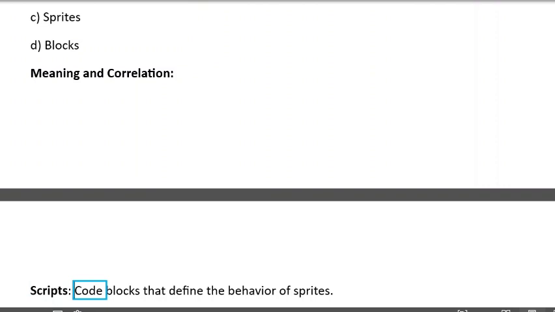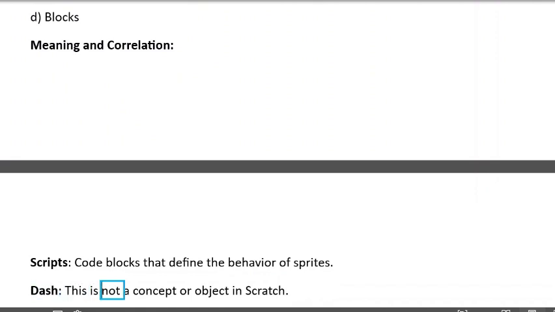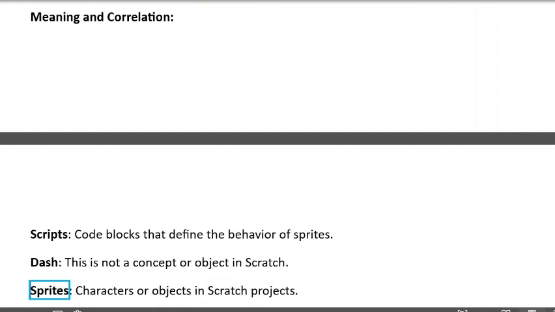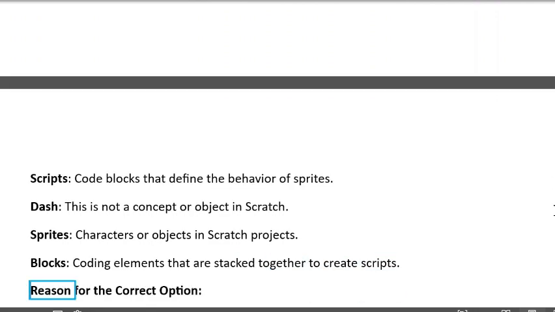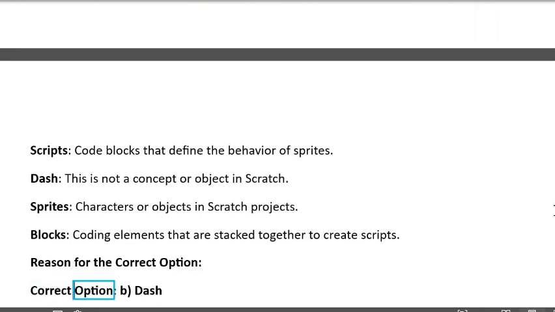Scripts: code blocks that define the behavior of sprites. This is not a concept or object in Scratch. Sprites: characters or objects in Scratch projects. Blocks: coding elements that are stacked together to create scripts. Reason for the correct option. Correct option: B.